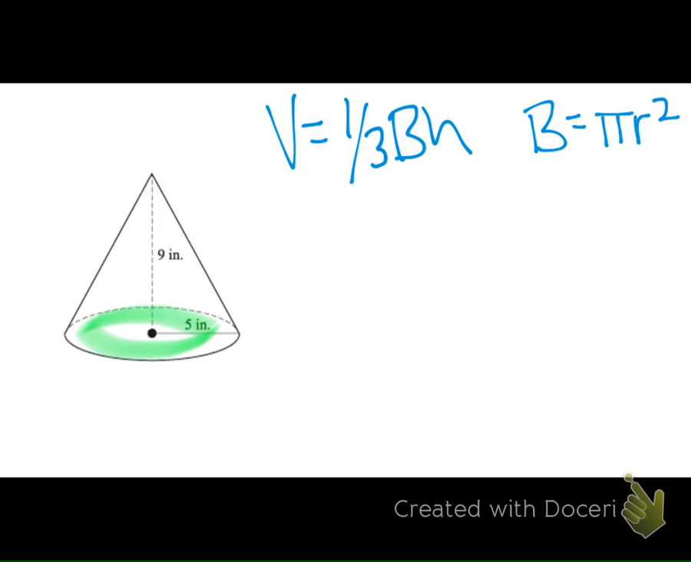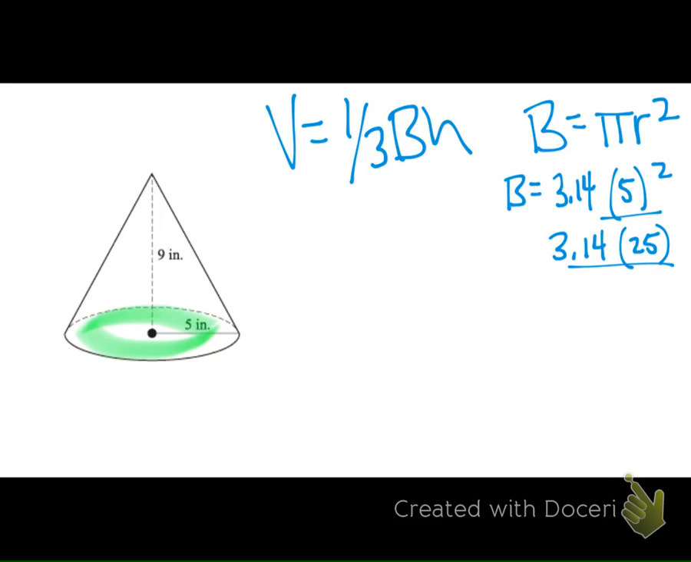I'm going to start this problem just like I would any pyramid problem by making sure I have the area of the base. So I'm going to have pi, which is 3.14, times my radius, which is 5 squared. I'll square that 5 off, and I know I'm going to have 3.14 times 25. And on my last multiplication right here, I'm going to come out with 78.5 as the area of my base. Okay, so that's half the problem.